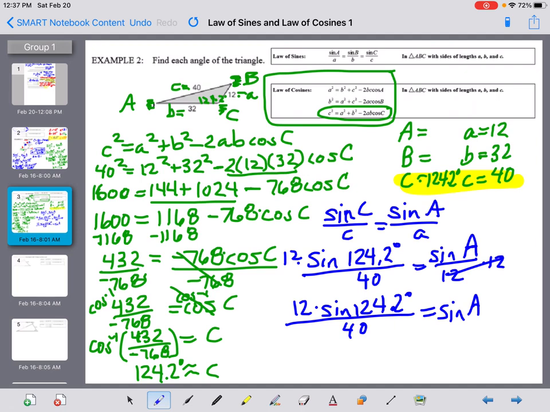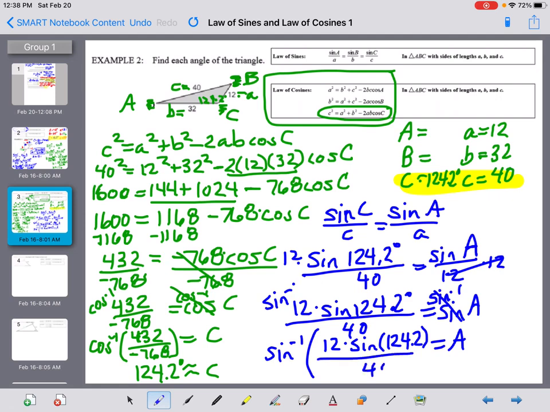What's connected to A? The sine. What's the opposite of sine? Sine inverse. So what I do to one side, I have to do to the other. This side cancels. A is going to be the sine inverse of this great big chunk, 12 times the sine of 124.2 all over 40. Now, some quick reminders, because this is super important as you plug this in. I tend to put a parenthesis around my entire top, so I'll do parenthesis 12 times sine 124. Now, your calculator gives you the front parenthesis. Make sure you close that parenthesis and then close one more parenthesis for the top before you hit divide by 40.